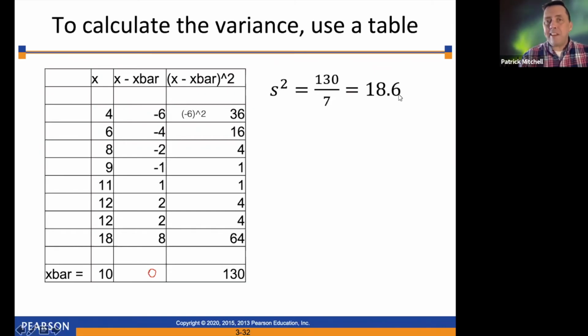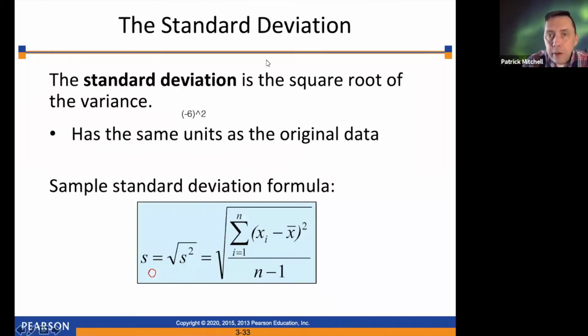I wrote 18.6. Most of the statistics books that I teach out of say, when you're writing an answer, to round that answer to 1 more decimal place than is in the original data. So if your original data is whole numbers, your variance would be reported to 1 decimal place. But if you're doing online homework, for example, on MyLab and Mastering, they are very good about telling you how many decimal places they want you to round it to. So just be sure to pay attention to those instructions.